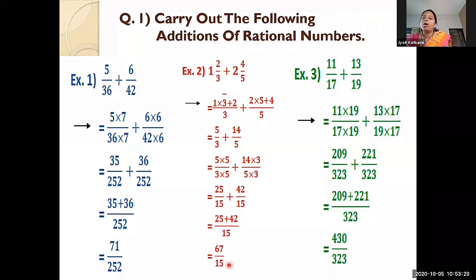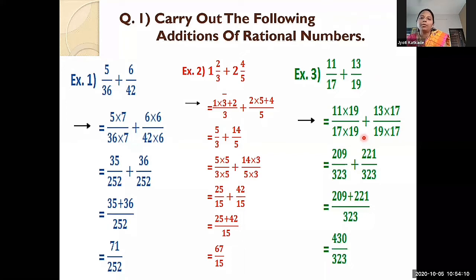Now the third example is 11/17 plus 13/19. Here also the denominators are different, so take the LCM. 17 and 19 are also prime numbers, so the LCM is 323. Multiply 11/17 by 19. So 11 into 19 divided by 17 into 19, plus 13 into 17 divided by 19 into 17.